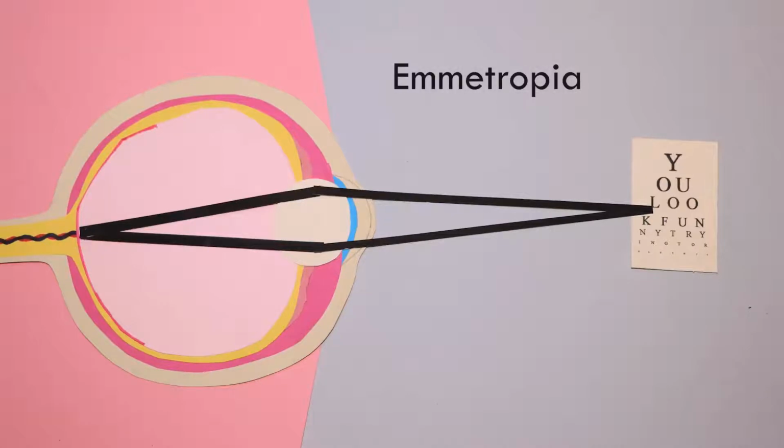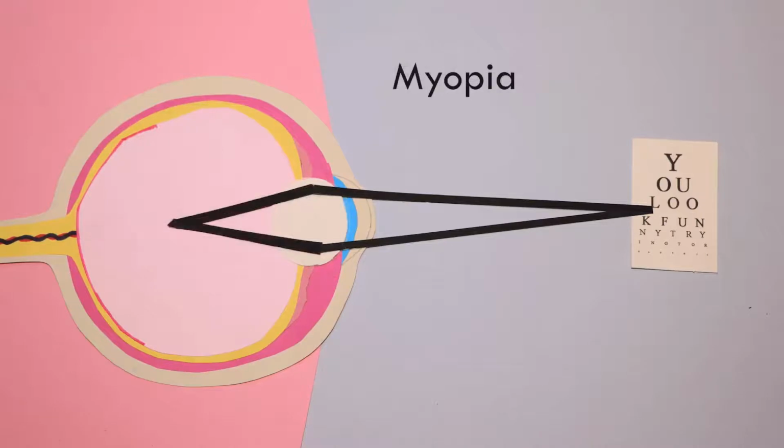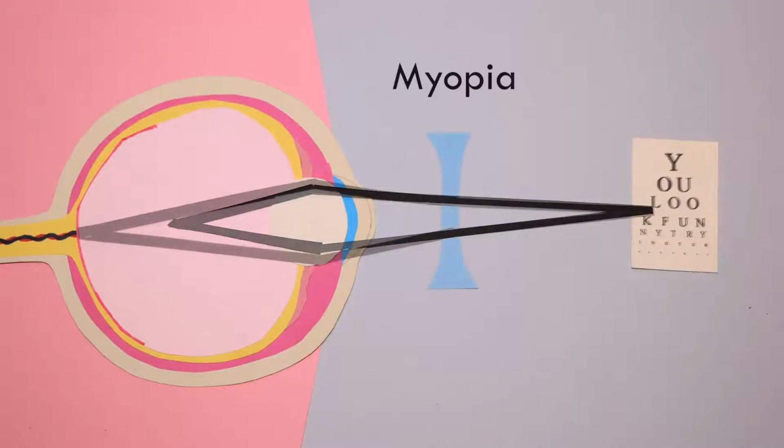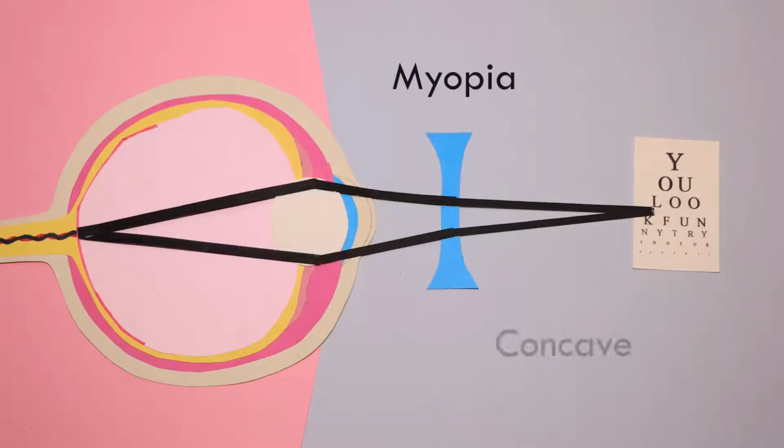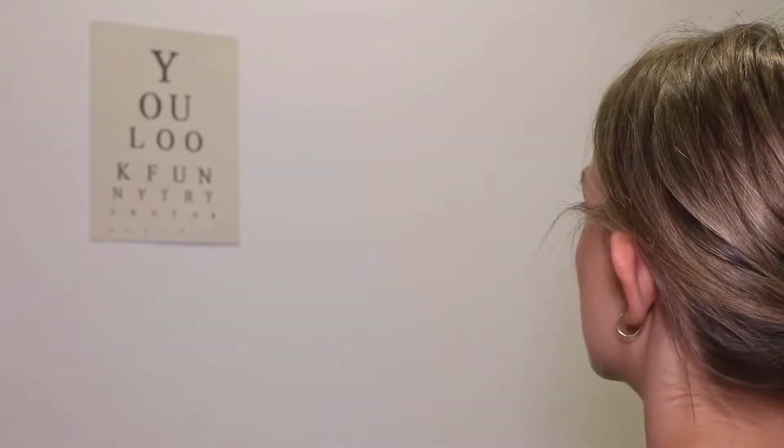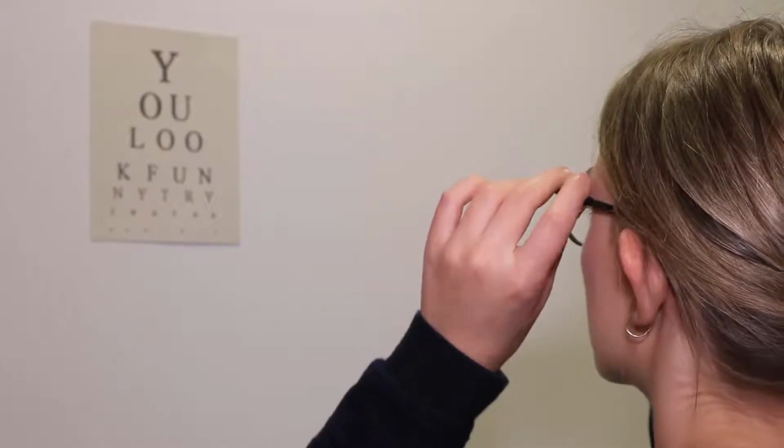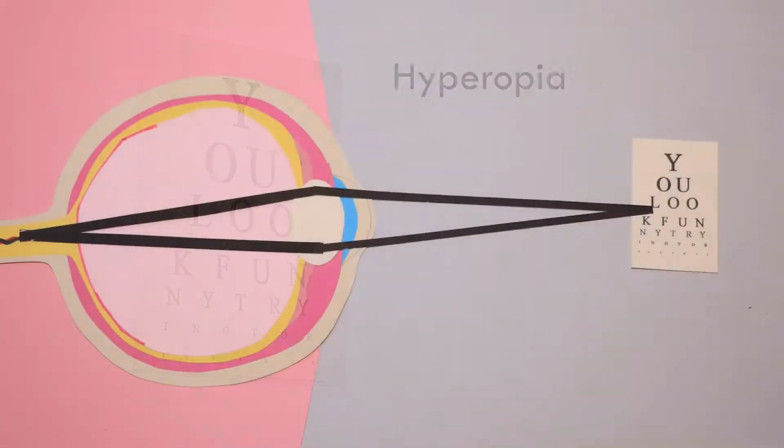Emmetropia refers to an eye with no visual defects, needing no vision correction, as light rays converge to perfectly focus on the retina. Myopia, or short-sightedness, results in the inability for an individual to see objects far away. This occurs when the eye is slightly longer than normal, meaning light rays cross before reaching the retina due to excess refraction. This can be corrected by wearing a concave lens, forcing the light to diverge more before hitting the cornea, decreasing the degree of refraction and therefore focusing the image.